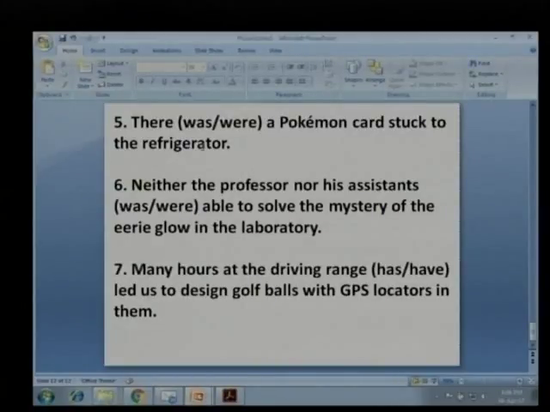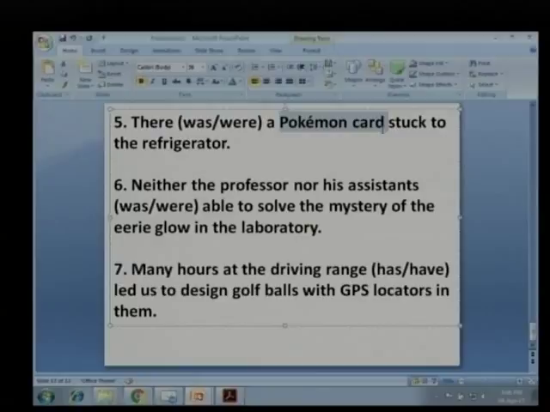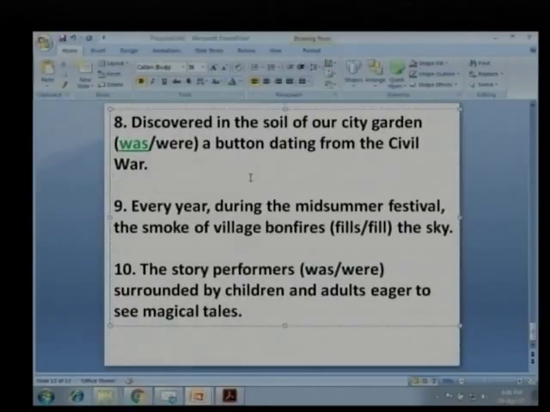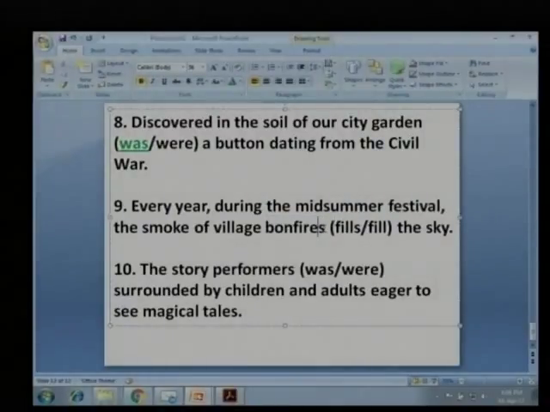All right, the first one. There were a Pokemon card stuck to the refrigerator. What is the subject here? Pokemon card. It's a singular form, so I will pick was. Neither the professor nor his assistants were able to solve the mystery of the glow in the labyrinth. Discovered in the soil of a garden city was a button dating from the Civil War. Every year during the Midsummer Festival, the smoke of village bonfires fill the sky or fills the sky. Now village bonfires, since I already have the S here, it's a plural, I will choose fill the sky.